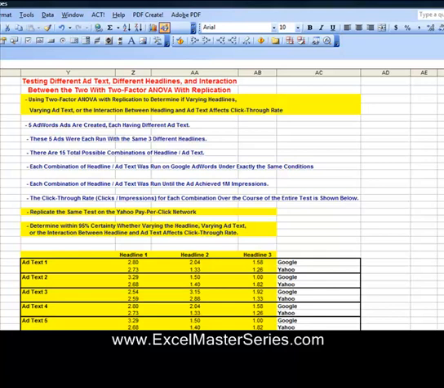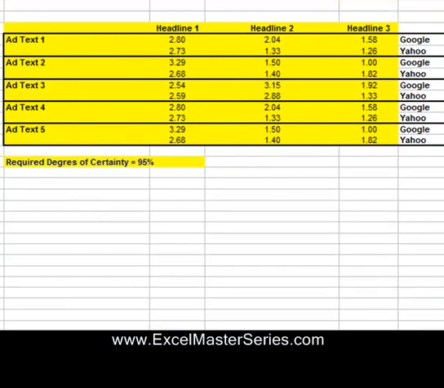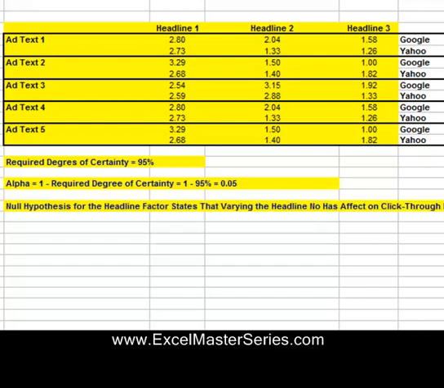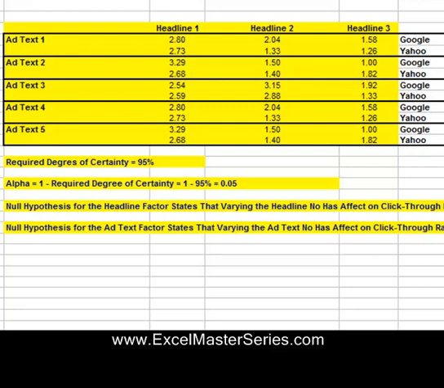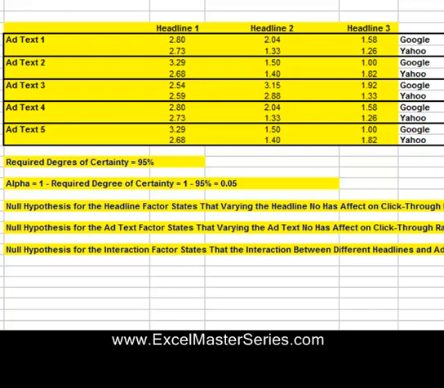So that's how you have to record the information for this kind of a test, just like it's done here. So determine within 95% degree of certainty whether varying the headline, ad text, or the interaction between the two affected the click-through rate. That's what this test determines. So we know that our degree of certainty required is 95%, therefore alpha equals 0.05. And now there are 3 different null hypotheses. One for the headline, and one for the ad text, and finally, one for the interaction between the headline and the ad text. So three different null hypotheses.